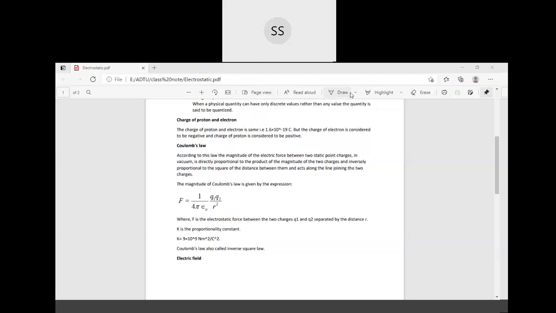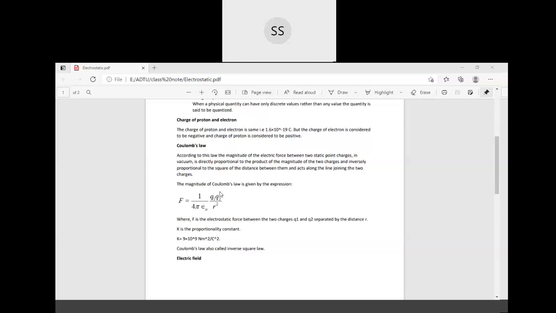So point number 1, the force is directly proportional to the product of the magnitude of the two charges. That means F is proportional to Q1 Q2. Q1 is the magnitude of the first charge and Q2 is the magnitude of the second charge. Directly proportional to the product means when the charges have higher magnitude, force is higher. When the charges have lower magnitude, force is lower.